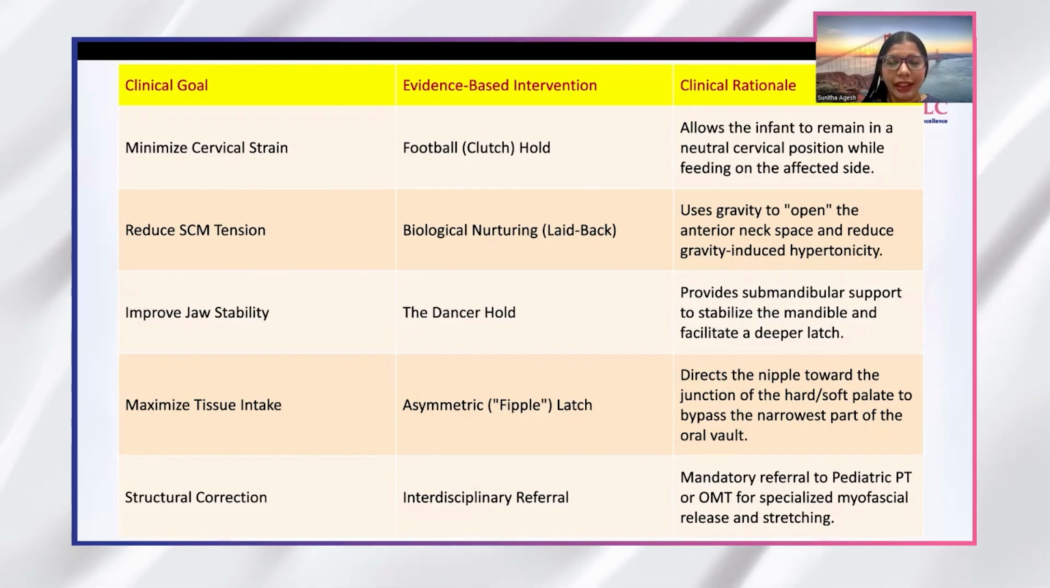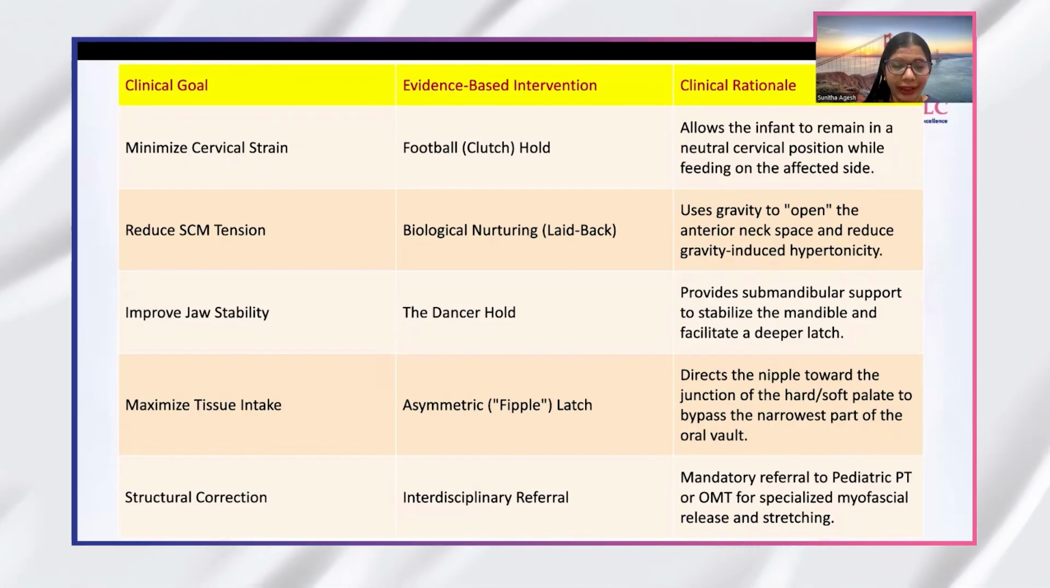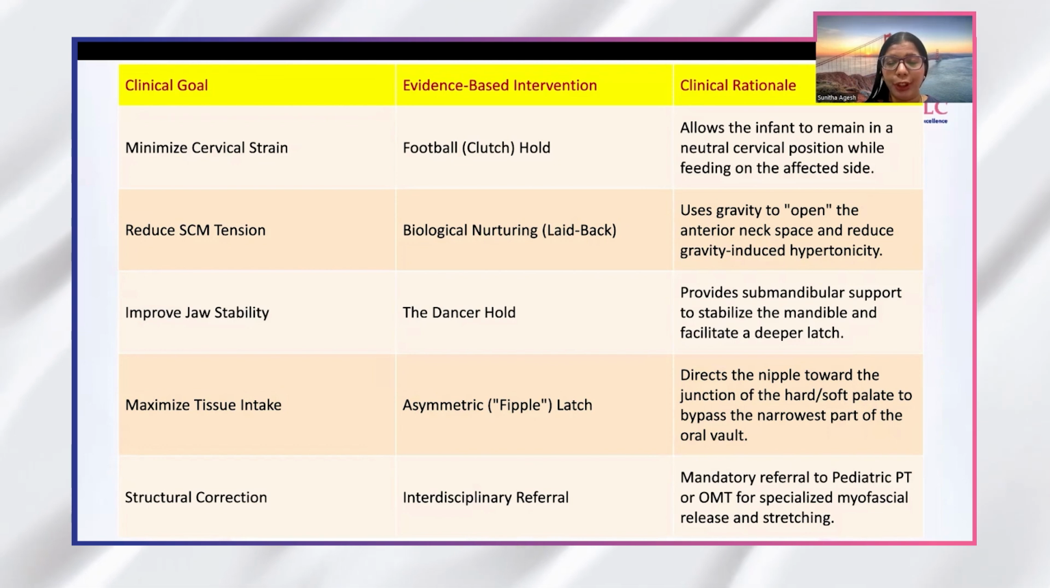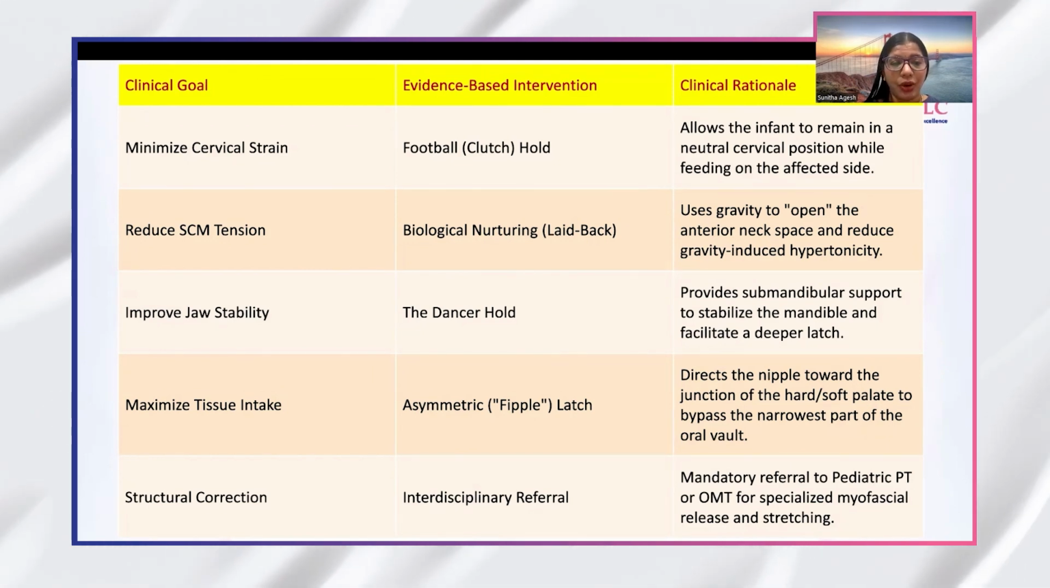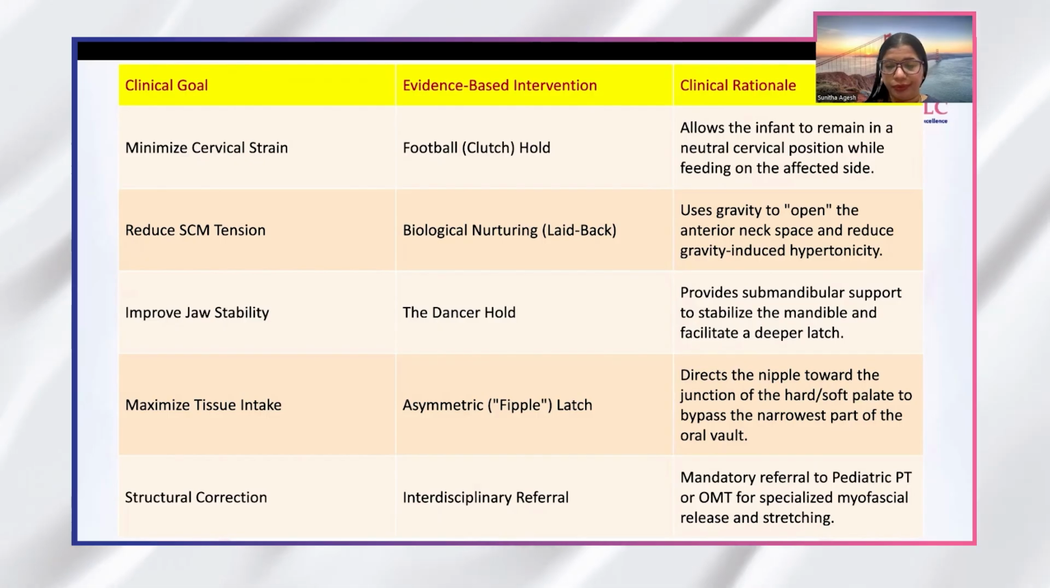So we can directly aim the nipple towards the junction of the soft and hard palate, so that we can achieve a symmetrical wide mouth opening and also the optimal latch. Then we need to involve a multidisciplinary team approach, so we can involve a pediatric physiotherapist and osteopathic manipulative treatment also, so that the baby's condition will improve.